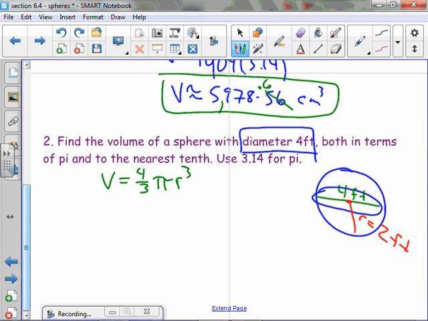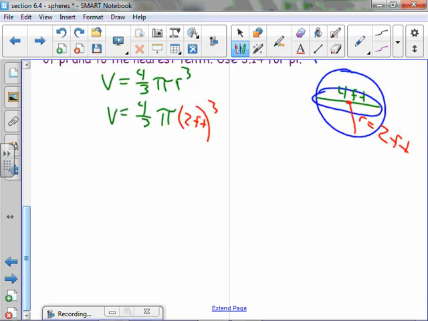We get volume equals 4/3 pi. My radius I'm going to change to 2 feet, and then I'm going to cube that. Everything else stays the same. Volume equals 4/3 pi times 2 feet cubed. Okay? Well, 2 feet cubed is 2 feet times 2 feet times 2 feet. 2 times 2 is 4.